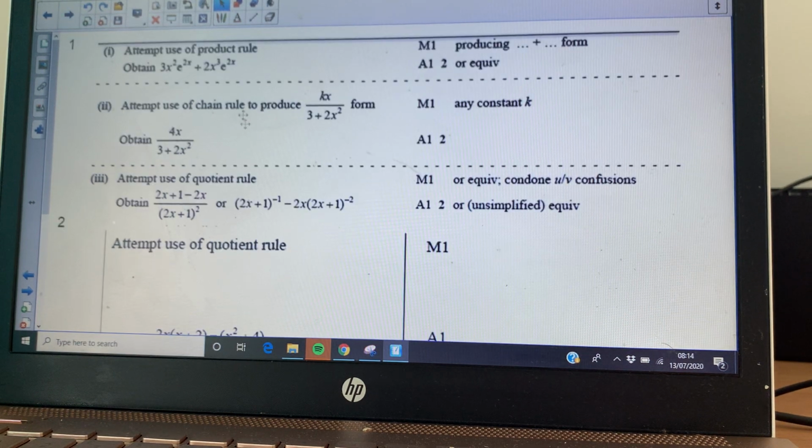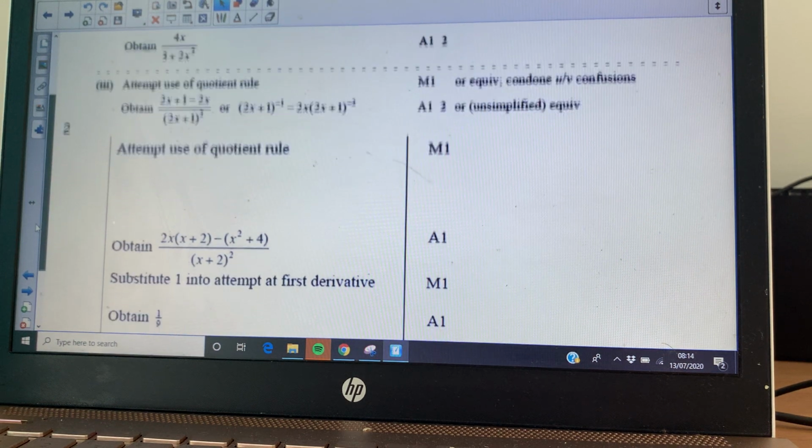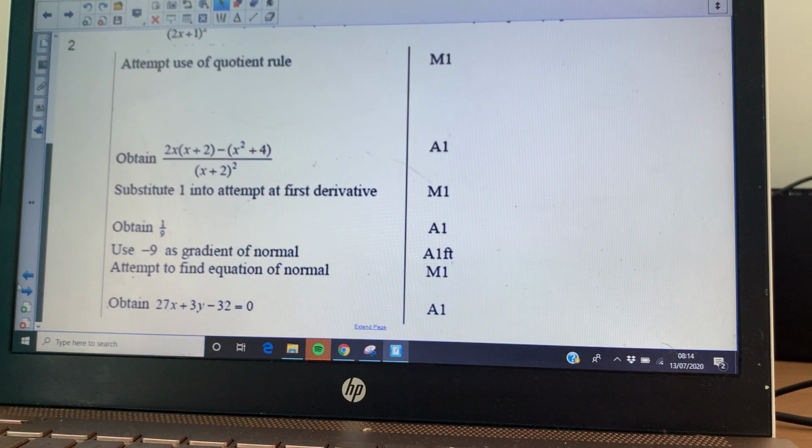Right, here are your solutions. So question 1, question 2, question 3, and 2 forms for that first part there. And then the big question 2, you can see how that's given.